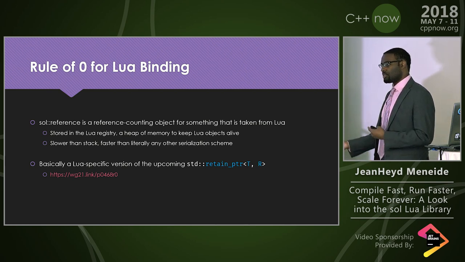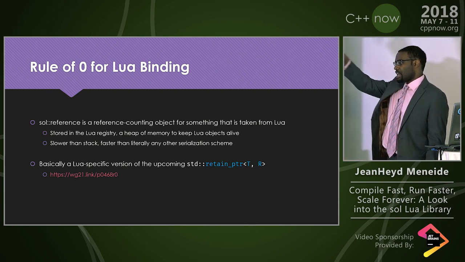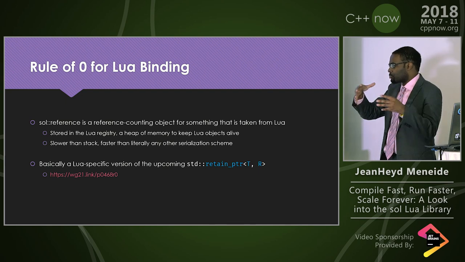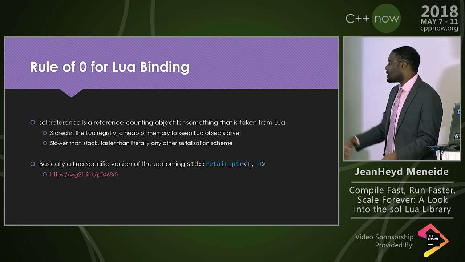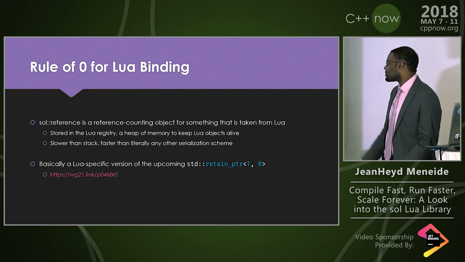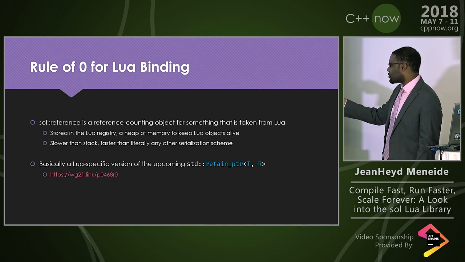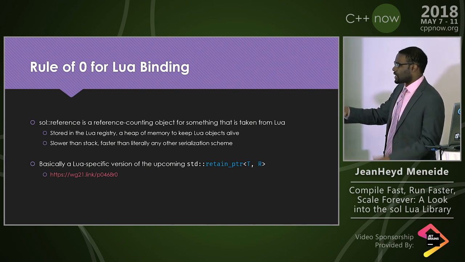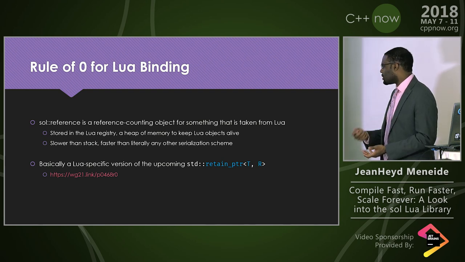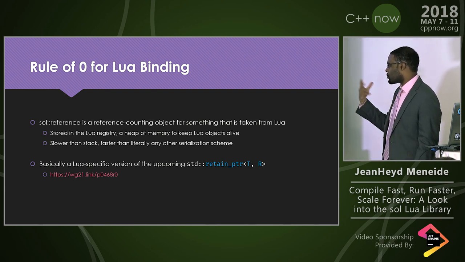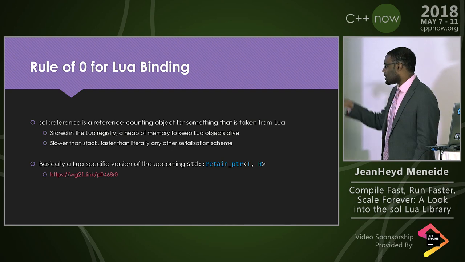It's a little bit slower than working with the stack, obviously, because you're taking the thing off the stack and putting it in this pre-allocated heap memory. But it is still pretty fast. And it's also faster than performing serialization and all the other stuff. And so it's basically the Lua-specific version of standard retain pointer, which is an up-and-coming reference counting control block type for managing these things that's being proposed.